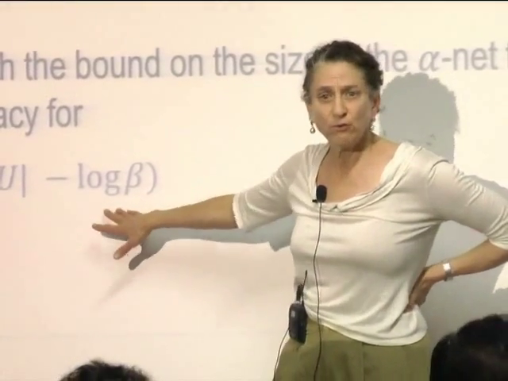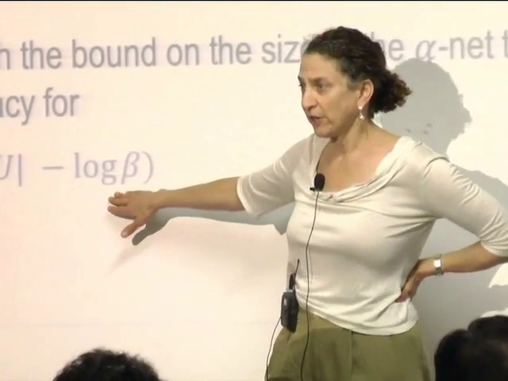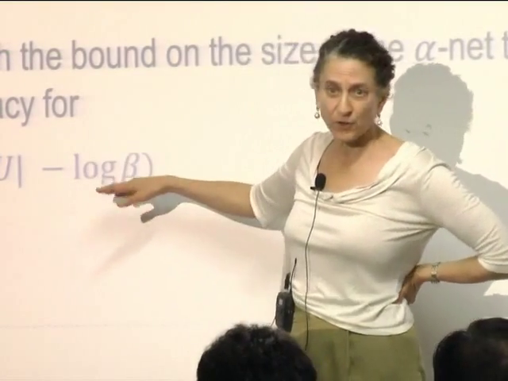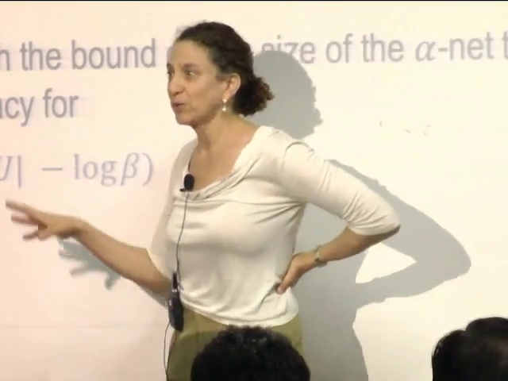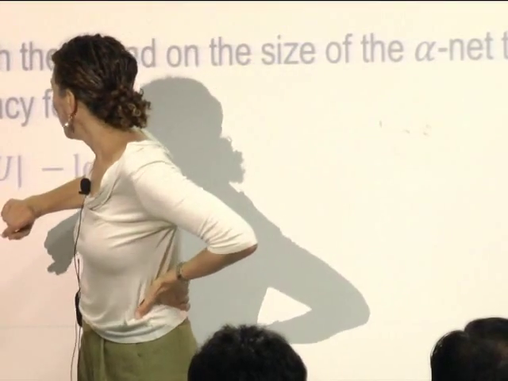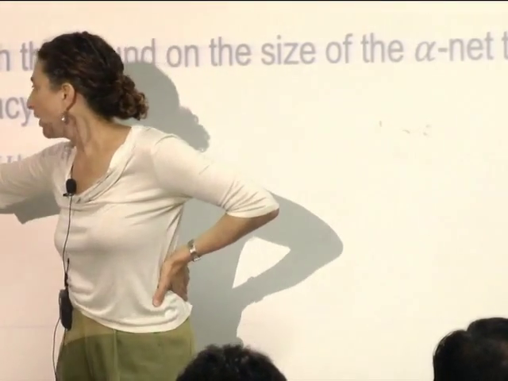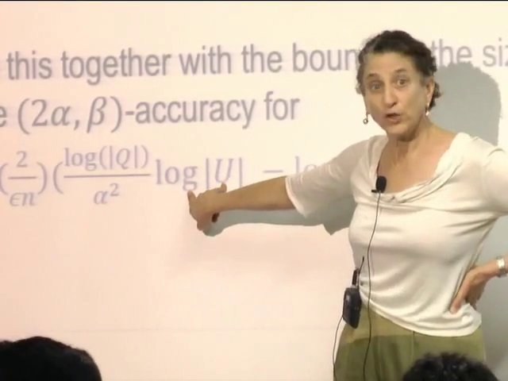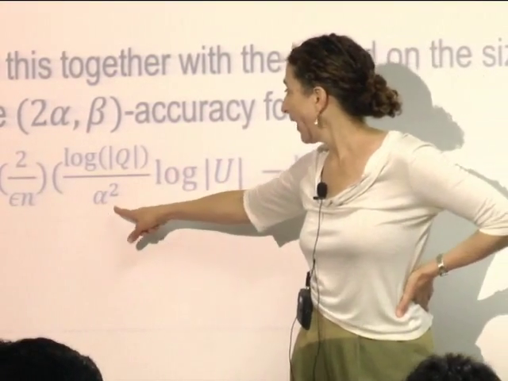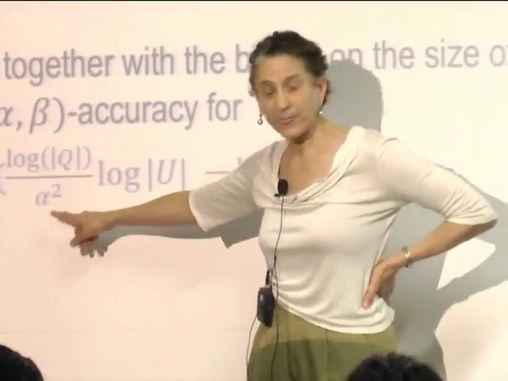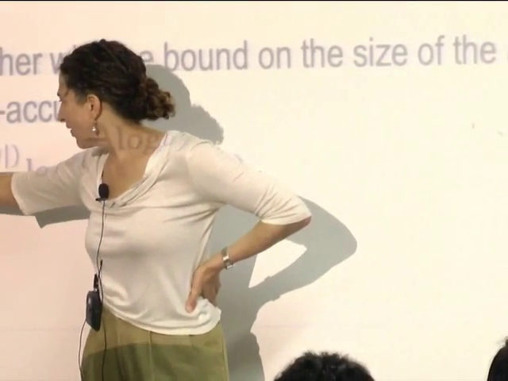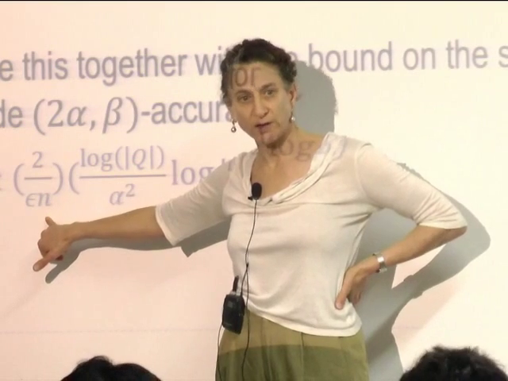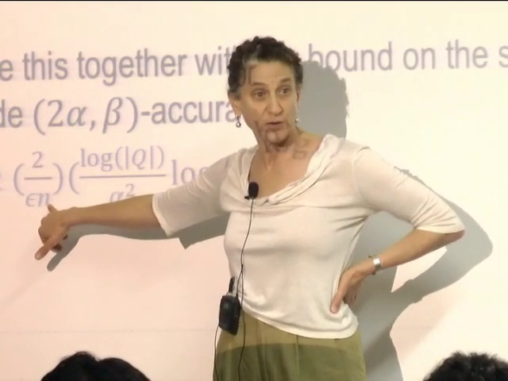So I want to point out a couple of things here. Don't worry about the log beta term, that's always there. It floats around with us forever. What we're getting here is log of the number of queries, log of the universe, and alpha squared in the denominator. And there's this thing that comes from the sensitivity. Remember the sensitivity was 1 over n? So that's why we have an n here in the denominator.